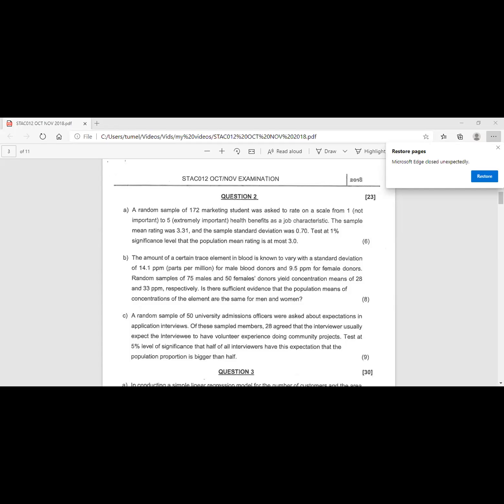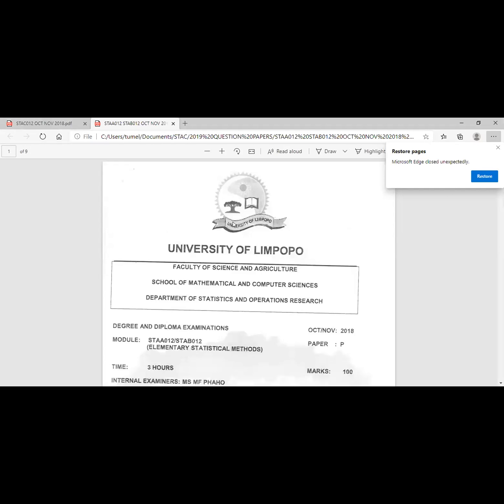STEB 2018. I don't have 2019 question papers for STEB. So those who are around the campus, you can download and share in the WhatsApp group chat.